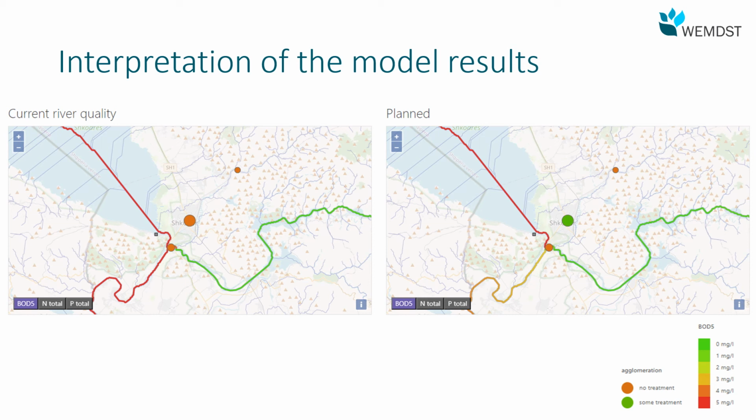Modeled results are presented on a map. On the left-hand side, we can see the current river quality, where the concentrations in the river below Skadar city, downstream of Skadar city, are high, above 5 milligrams per liter. When the wastewater treatment plant is present in Skadar city, the loads are not discharged directly into the river but treated, so the concentrations drop below 3 milligrams per liter.